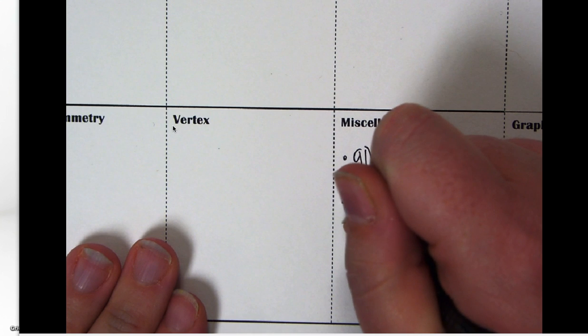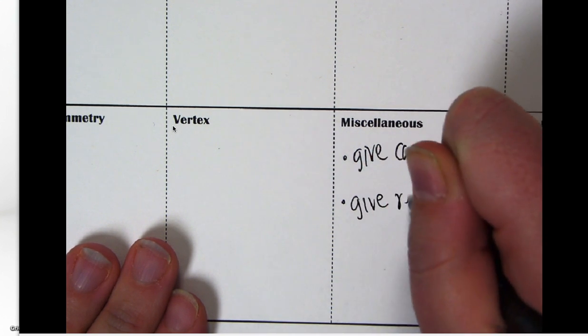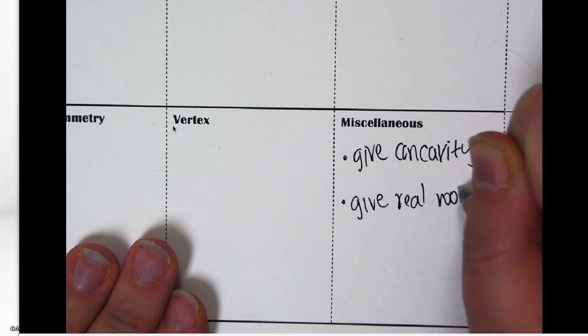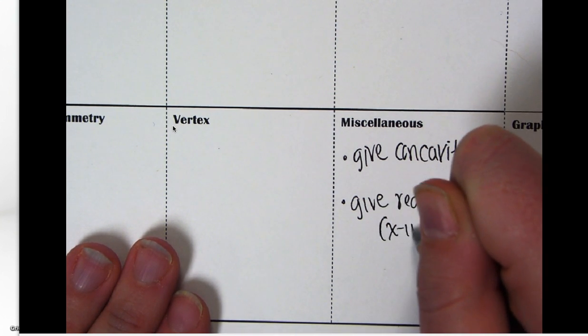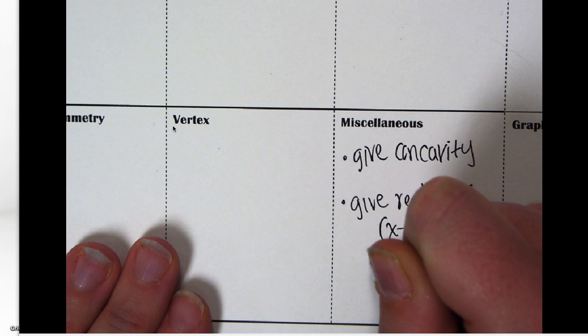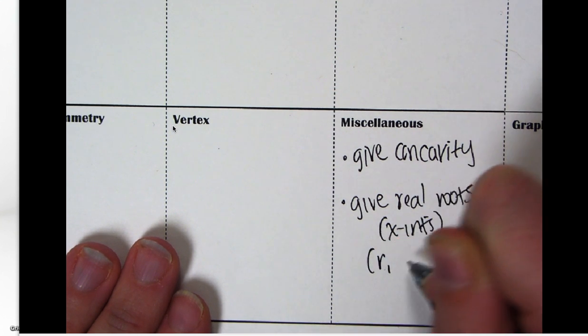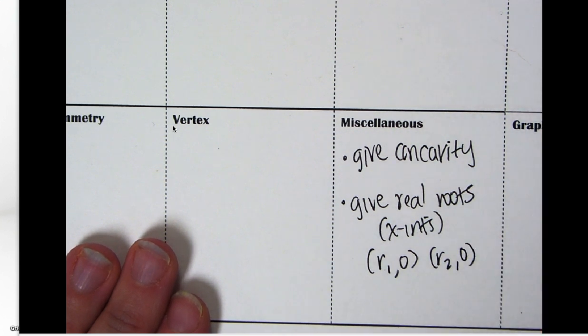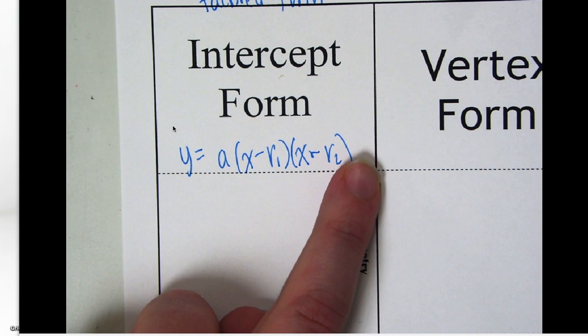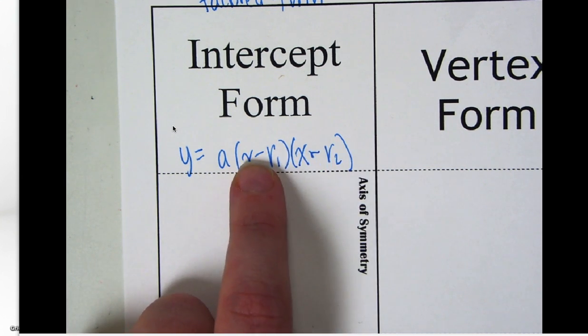Okay, it's also going to give the real roots. The real roots are the x-intercepts, and so those would be our values of (r1, 0) and (r2, 0). And that comes from, in our form, r1 and r2 being the solutions to each one of those factors.